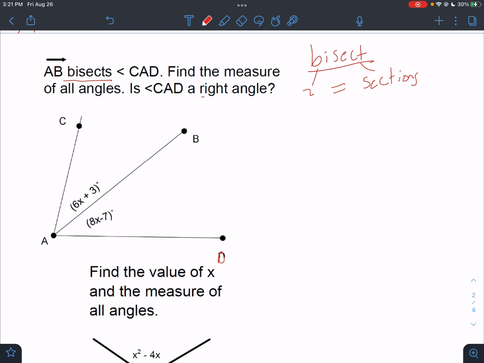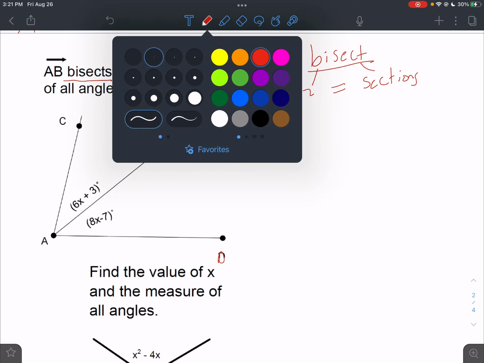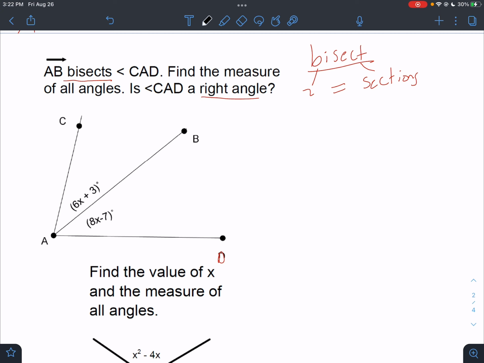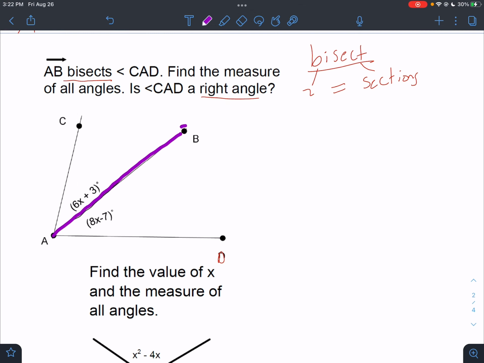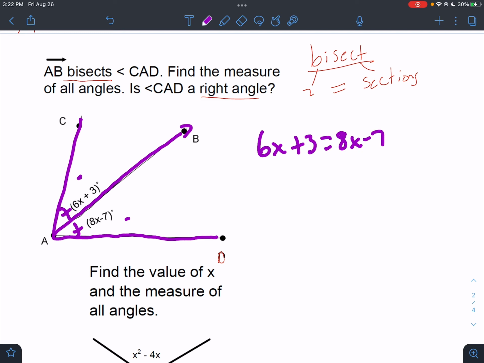Is it a right angle? Is CAD a right angle? So this is what we know. We know that AB is an angle bisector. And we know for sure that these two little angles have to be equal. Bisect means to cut in half. So the entire angle is cut in half by that bisector. So we know these two parts have to be equal. We know that 6x plus 3 has to equal 8x minus 7. Therefore, 2x must equal 10, x must equal 5.